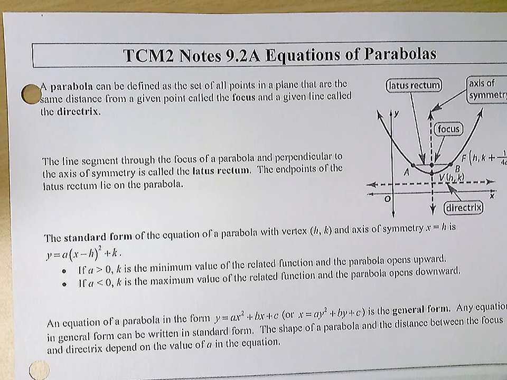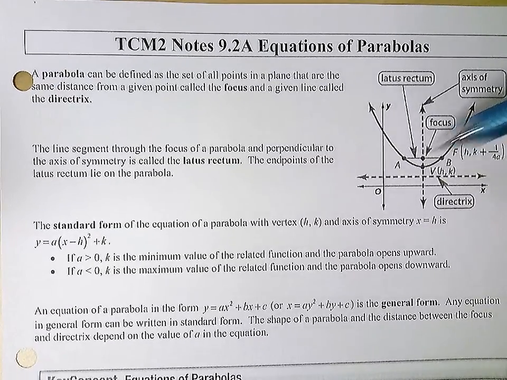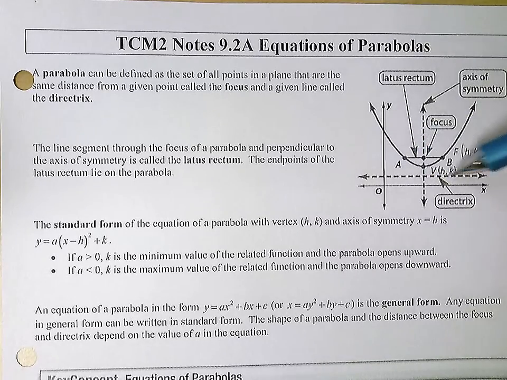Okay, a parabola can be defined as a set of all points in a plane that are the same distance from a given point called the focus and a given line called the directrix. Okay, the focus is this point right here. The directrix is this line right here.